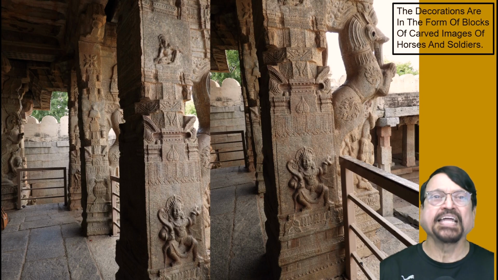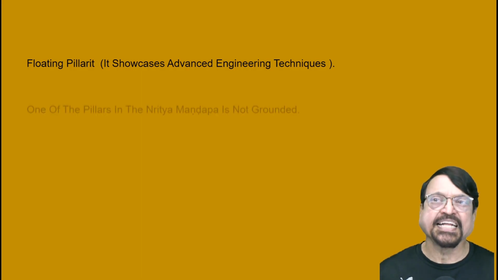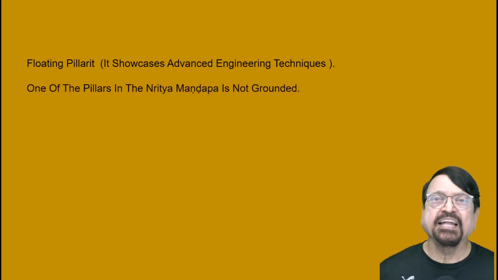Now look at this decorative work in front of the pillar. You will find the horses also, and a yali, which is an imaginary animal, but you will find it in a lot of temples of Vijayanagara. The floating pillar, of course, is the attraction of everybody. It showcases advanced engineering and technique. The pillar, it is a pillar in the Nritya Mandapa and is not grounded.